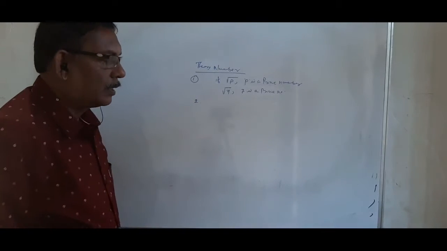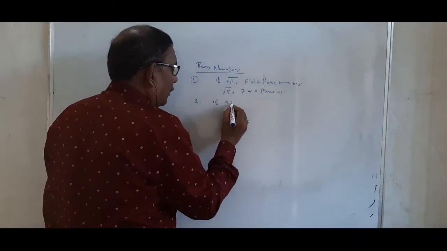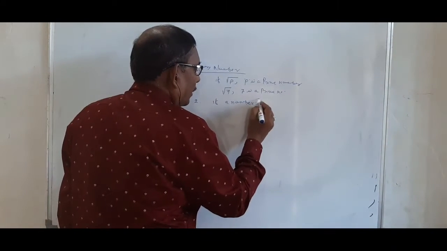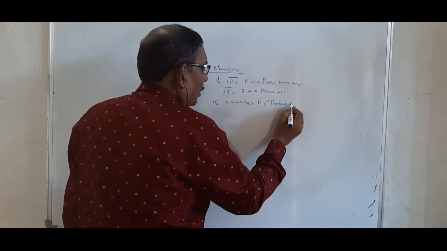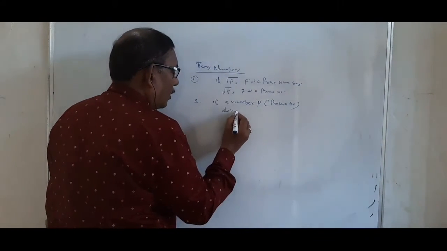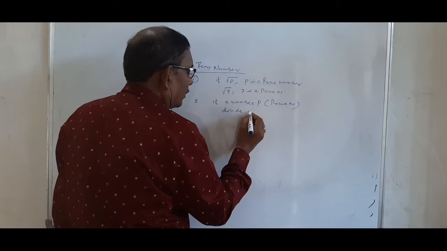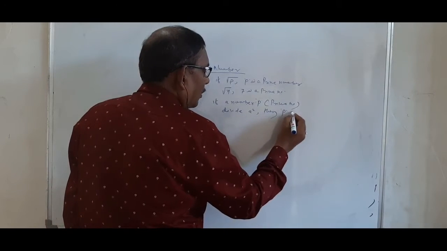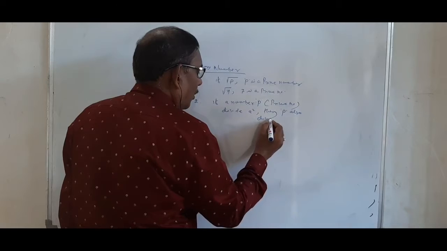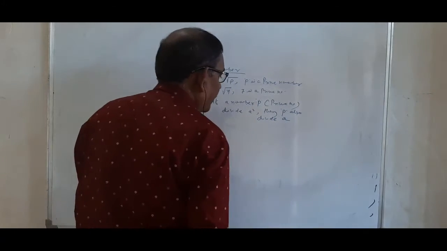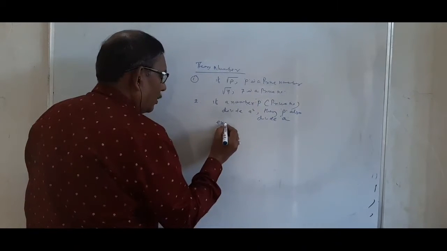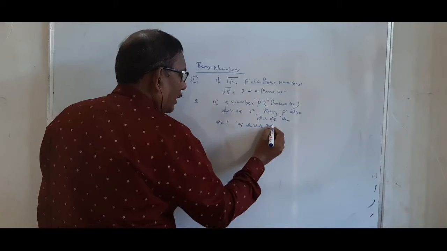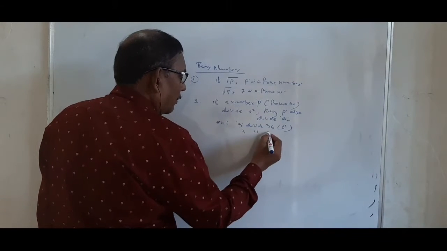Second, if a prime number p divides a square, then p also divides a. For example, 3 divides 36, so 3 also divides 6.